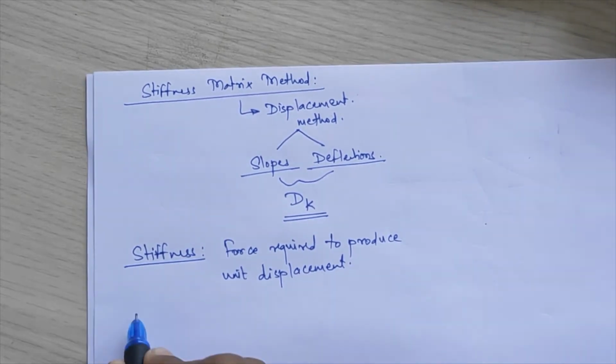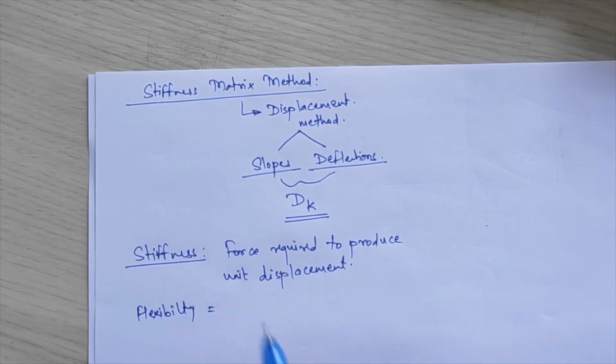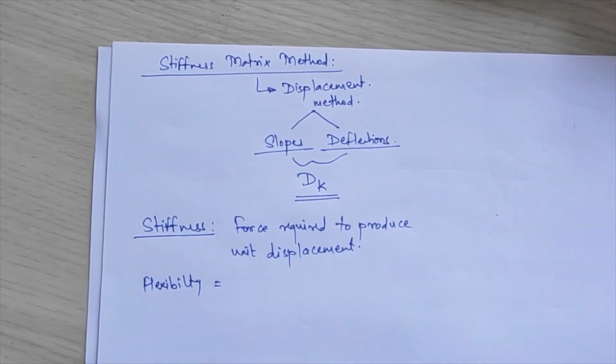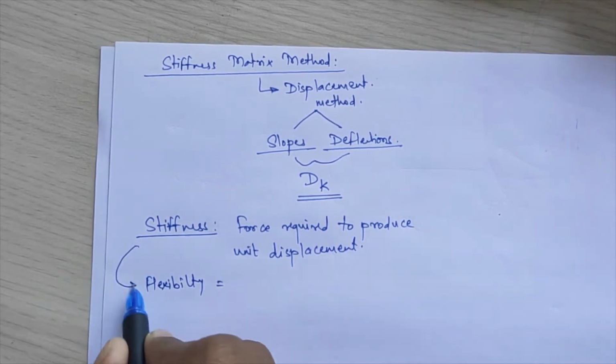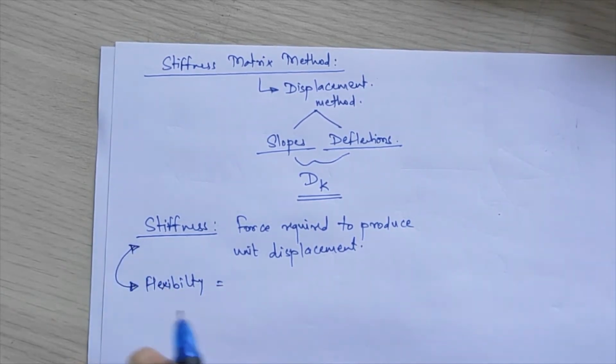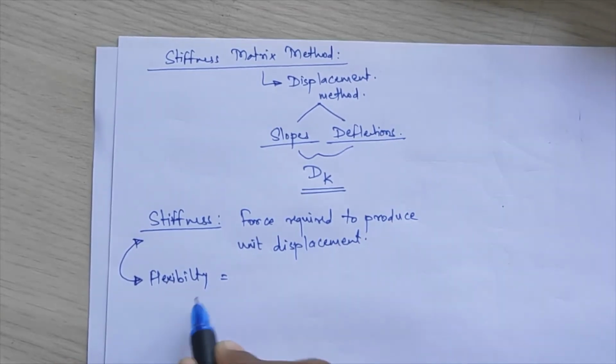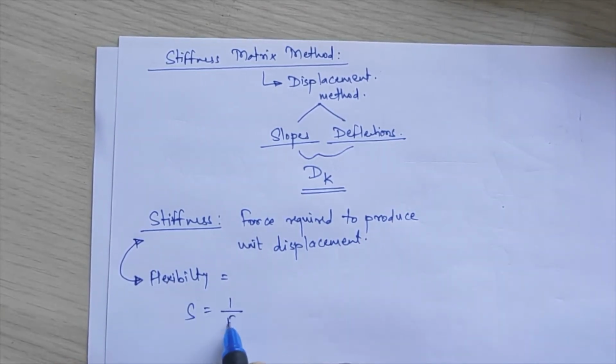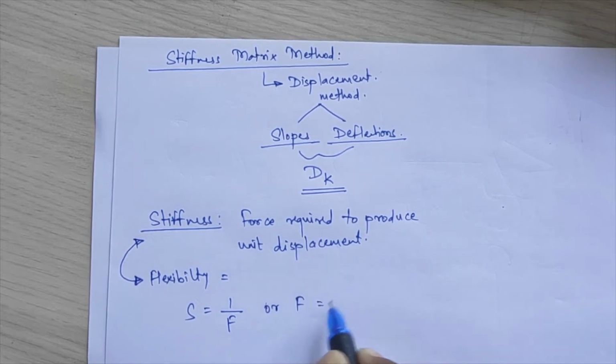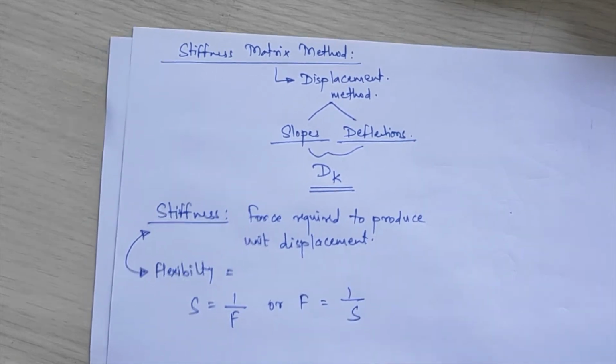The flexibility definition we have seen, that was what? Flexibility was defined as displacement per unit force. Here stiffness is the force per unit displacement. That means flexibility and stiffness, these two properties, are inversely proportional to each other. That is, stiffness is equal to 1 upon flexibility, or flexibility is equal to 1 upon stiffness.